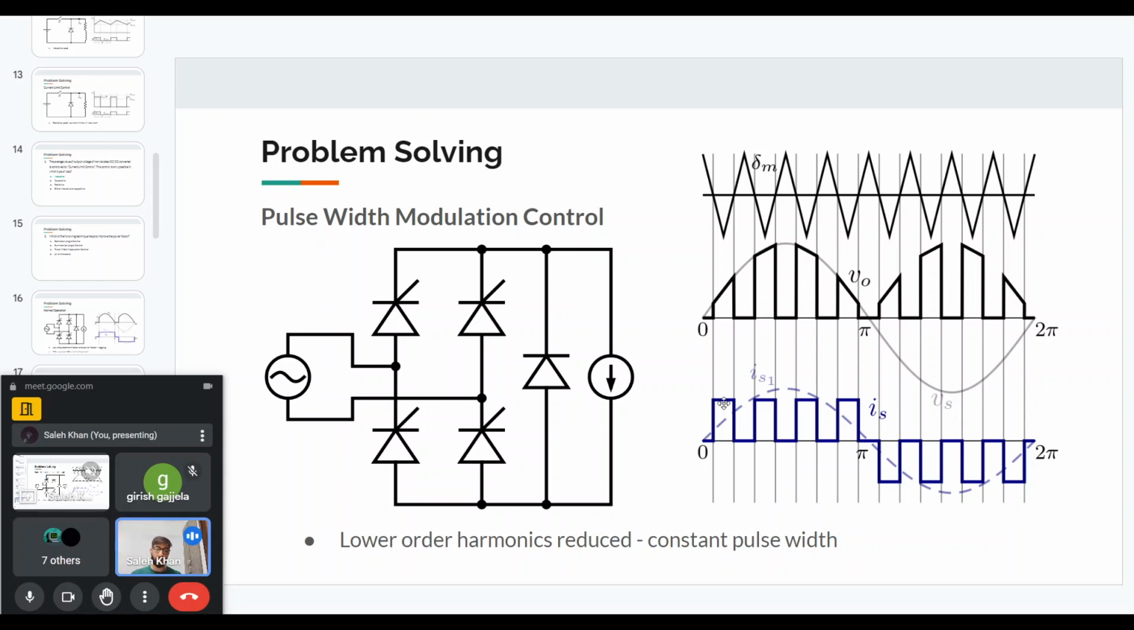So this will not only improve the THD, but it will also improve the power factor, because the fundamental in this case will be closer to the RMS of the actual waveform.